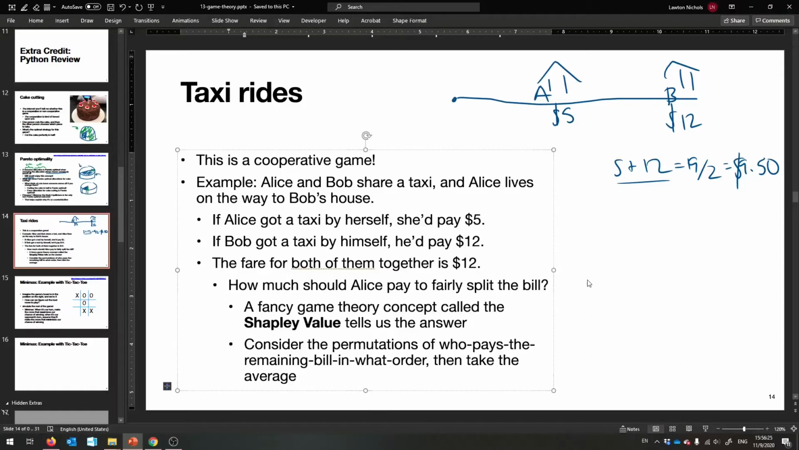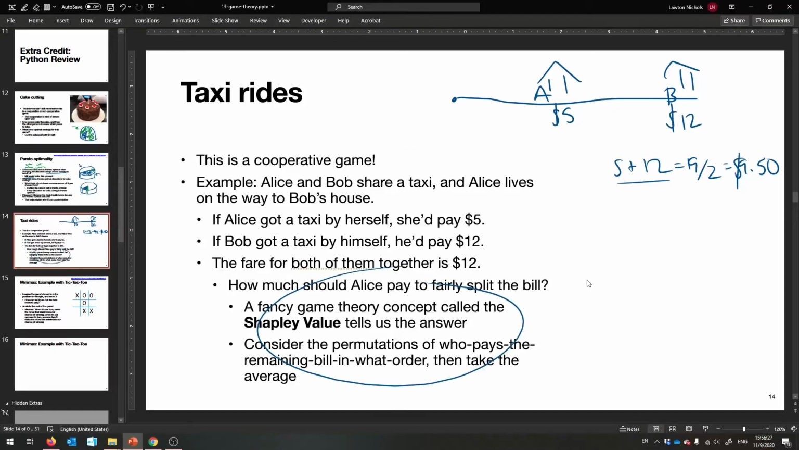So it's weird that this works. I don't fully understand it enough to be confident to explain it. But let me show you it working, and it comes up with a value that I think you would agree is okay. All right, so the idea is we consider all the permutations of who's paying the bill first. So there's two orders. Alice could pay the bill first and then Bob, or Bob could pay the bill first and then Alice pays what's left.